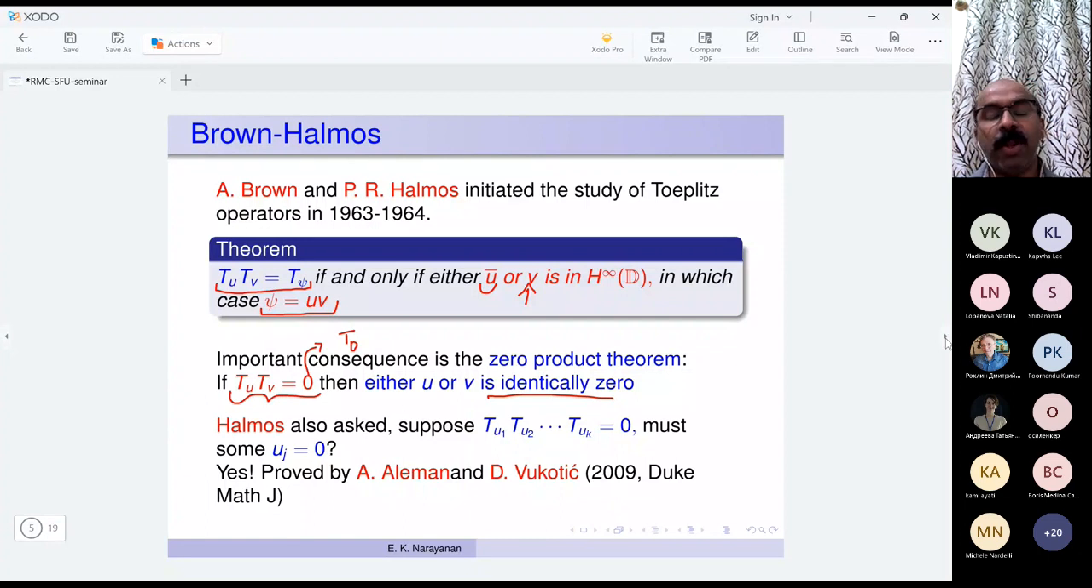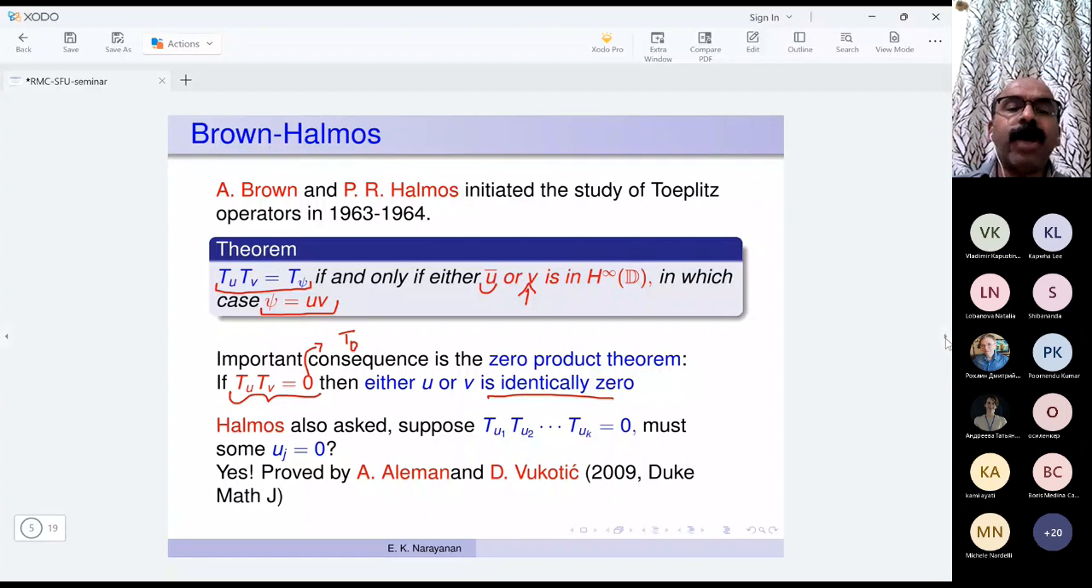So if T_u T_v is equal to 0, then one of the operators is 0. Okay, so this is called the zero product theorem, and I will concentrate essentially on this theorem. As I said, there are several other results of Brown and Halmos in that paper. And from whatever we do, some of those results can also be deduced.